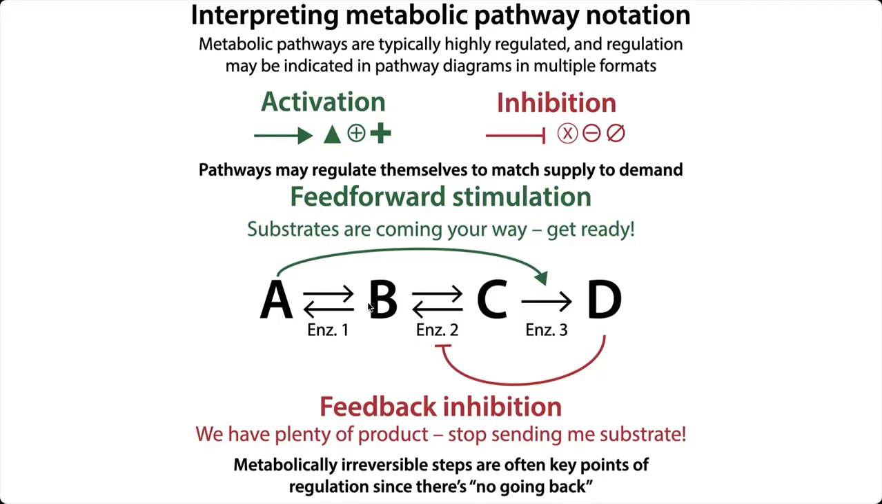And so you can think in terms of supply and demand. The feed-forward stimulation is saying we've got a lot of demand, and so those workers at the end of the assembly line get ready. And then the feedback inhibition is saying your supply has way outpaced your demand. Stop making me make more.